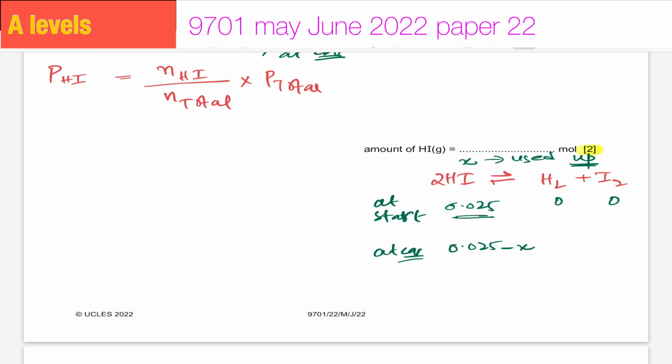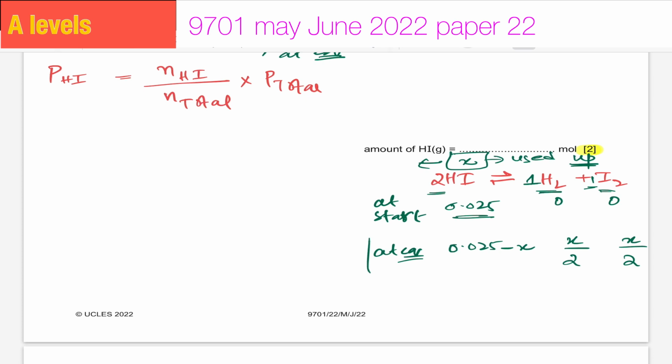Now, what moles of hydrogen and iodine would we have at equilibrium? If X moles of HI are being used up, you can see that the molar ratio of hydrogen iodide to hydrogen is 2:1. So if X moles are used up, we would have X upon 2 moles of hydrogen produced. Whatever the moles of hydrogen iodide used up, hydrogen would be produced half of that. Similarly, hydrogen and iodine have a ratio of 1:1, so iodine would also be X upon 2.